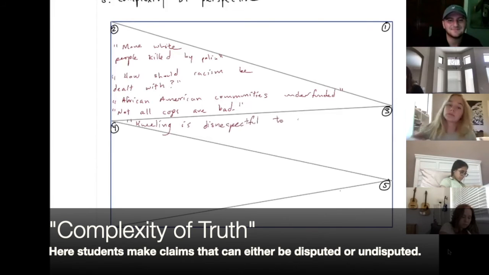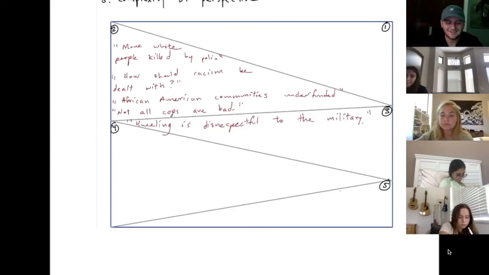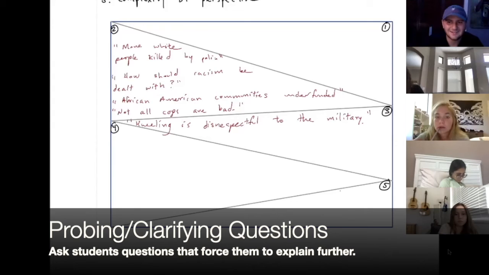to the military. Logan, disputed or undisputed? Disputed. Of course. Quickly tell me how each side probably sees it. One side thinks, I fought for my country, people are fighting overseas for my country, they shouldn't be doing that, it's so disrespectful.